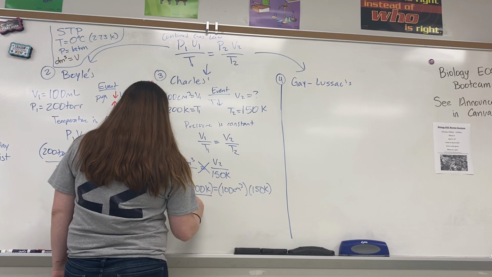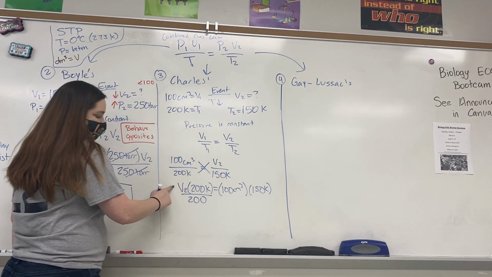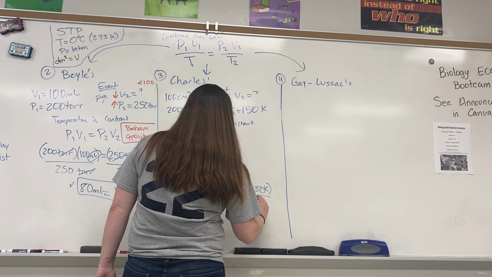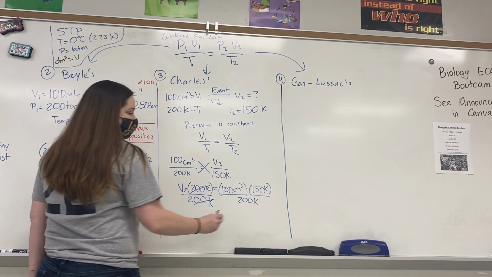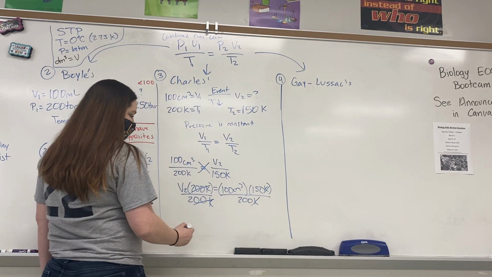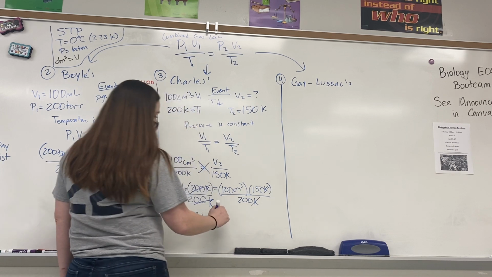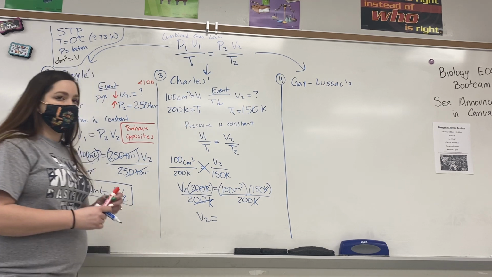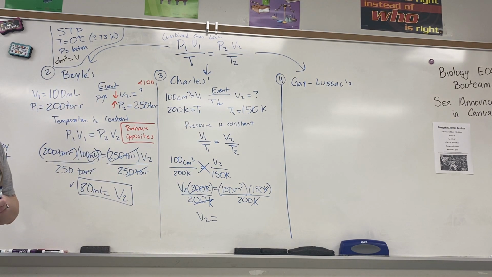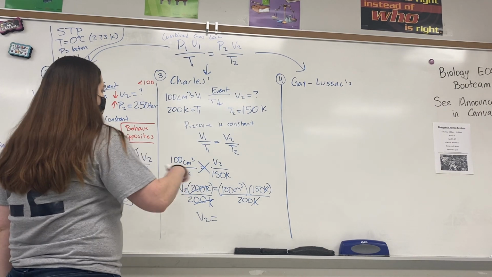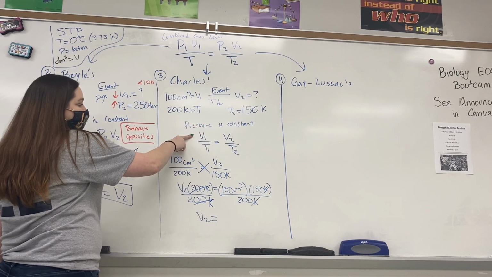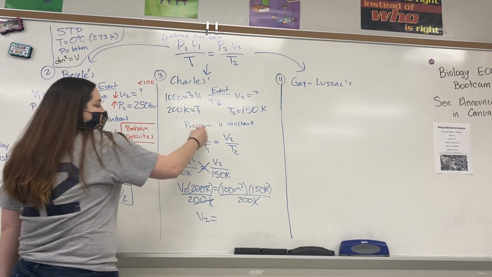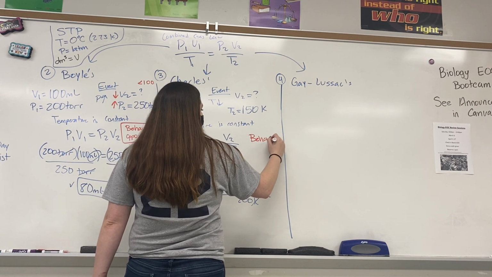So in order to get V2 by itself, I have to get rid of whatever it's attached to. So divide by 200 K. Whatever you do on one side, you have to do on the other. That is going to get rid of my Kelvin units. So V2 is going to be equal to 100 times 150 divided by 200. But I want to double check that my answer makes sense. So I'm going to look at the behavior of this. So if volume is over temperature, if something is over the other thing, they're going to behave the same way.